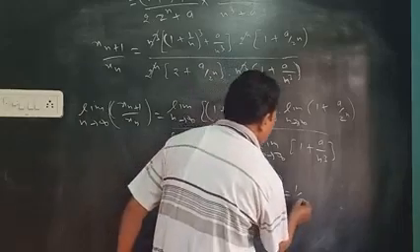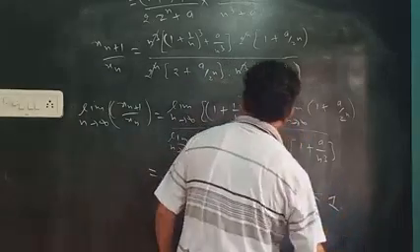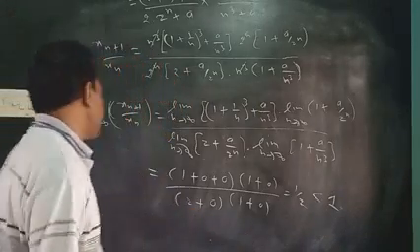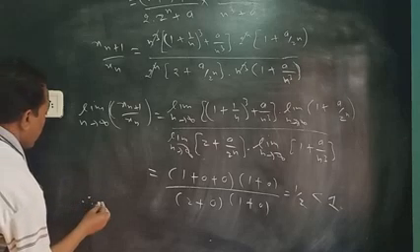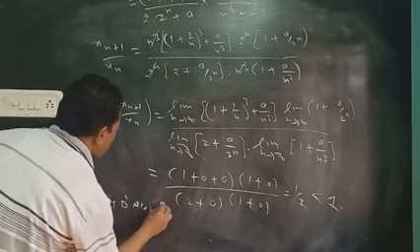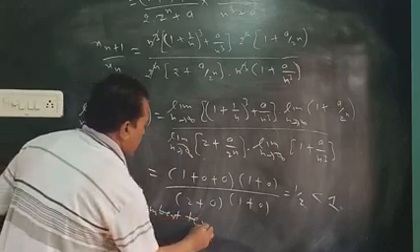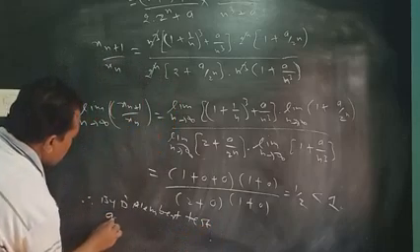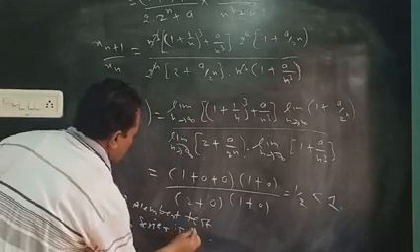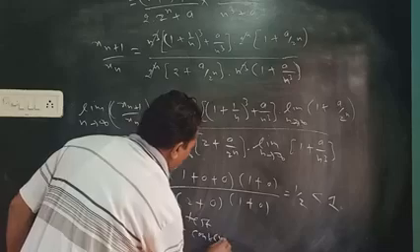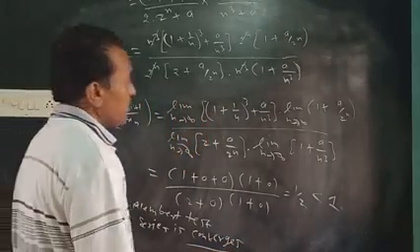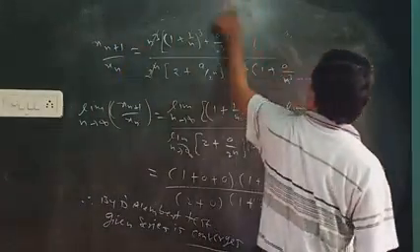1 by 2, so 1 by 2 is less than 1. So the limit of this will be less than 1. Less than 1 means what? Converges. Therefore, by D'Alembert test, the given series converges. So this is the first example.